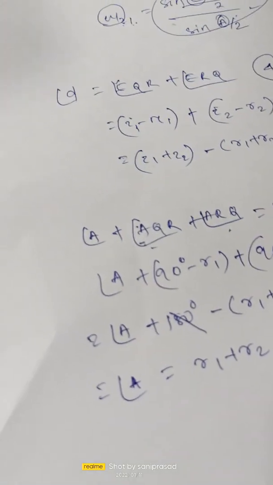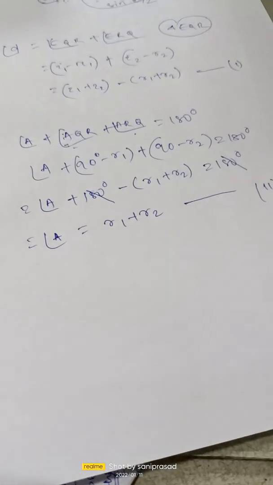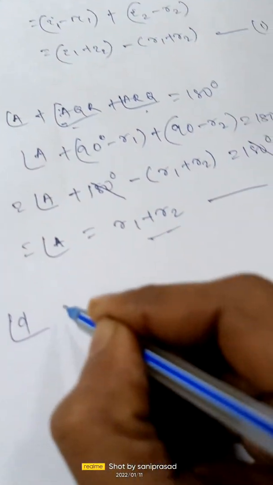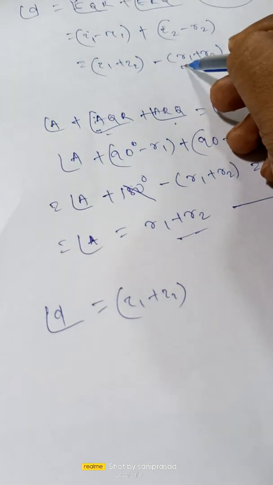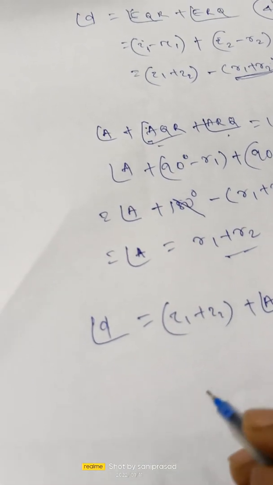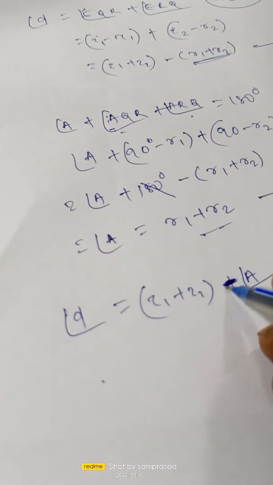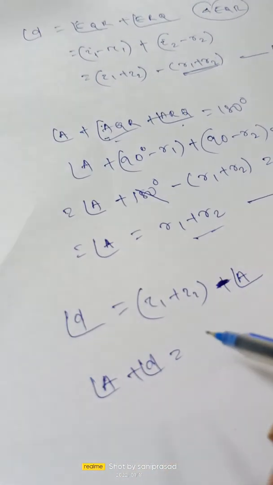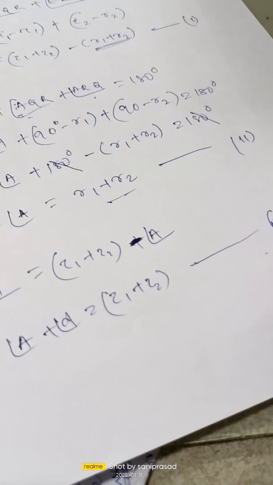This will be equation number 2, and this will be equation number 1. Then put the value from equation 2 into 1. So D is equal to i1 plus i2, and in place of r1 plus r2 we can write A, so minus A. So A plus D is equal to i1 plus i2. This is written as equation number 3.